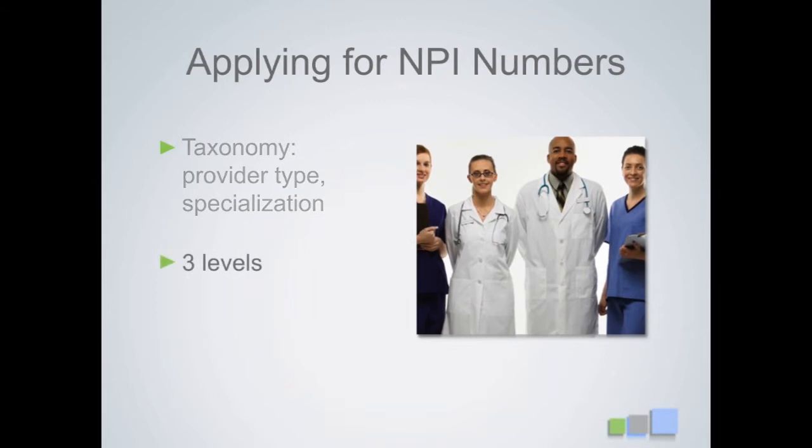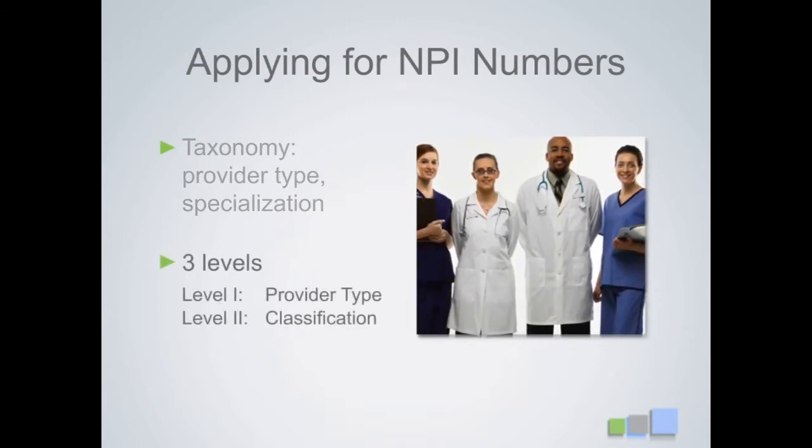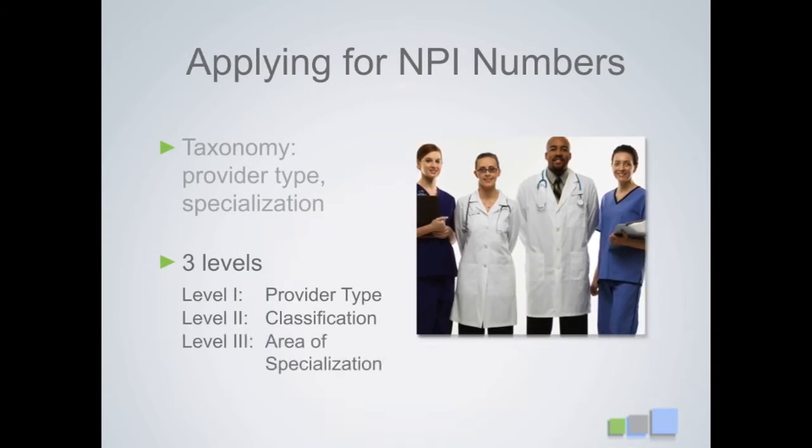Taxonomy codes have 3 levels. Level 1 is provider type, Level 2 is classification, and Level 3 is the area of specialization.